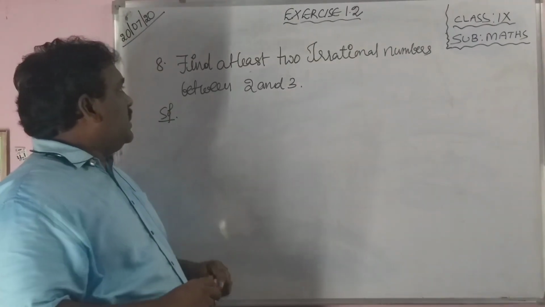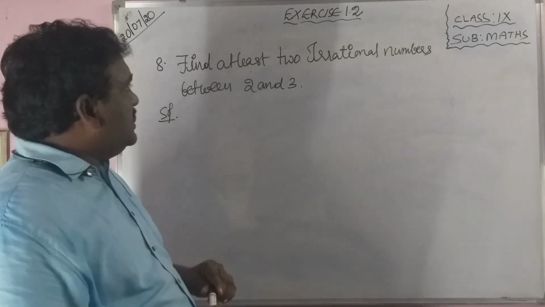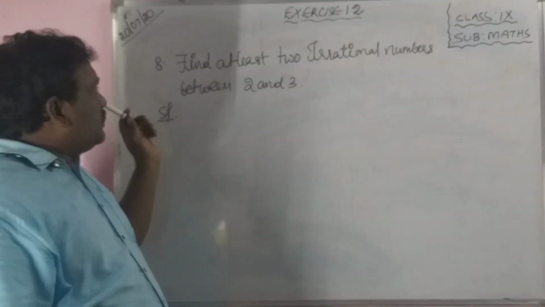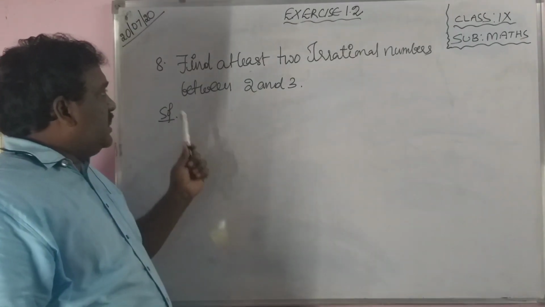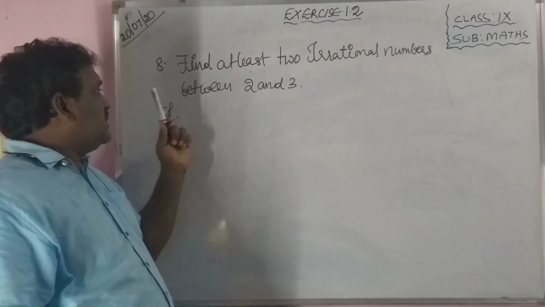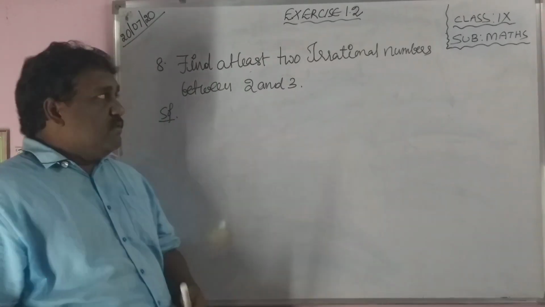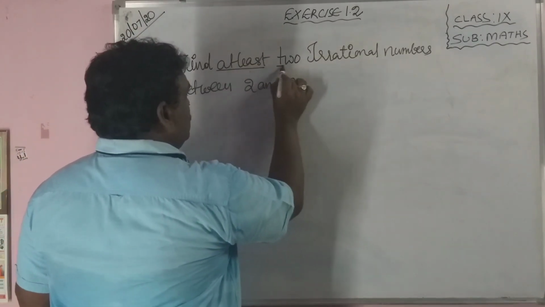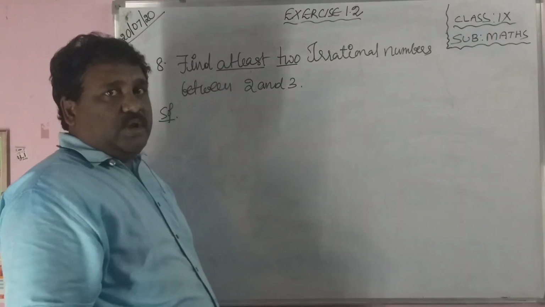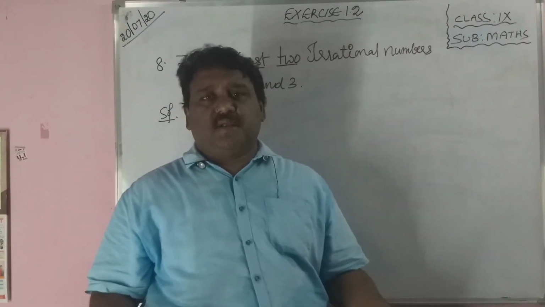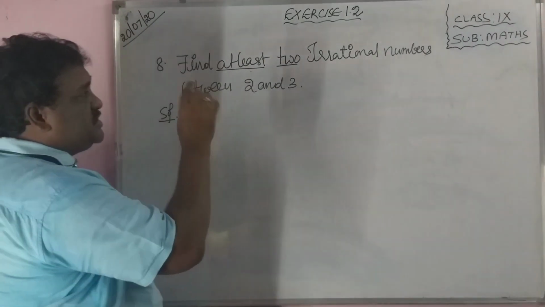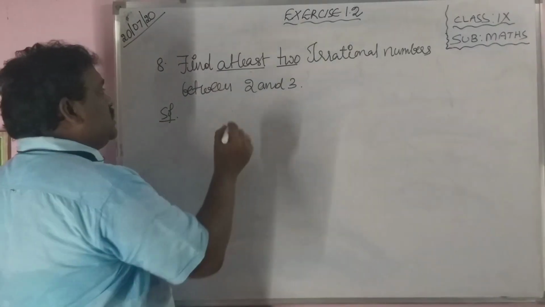Okay, next, write down problem number 8. What is problem number 8? Find at least 2 irrational numbers between 2 and 3. We need to find 2 irrational numbers.